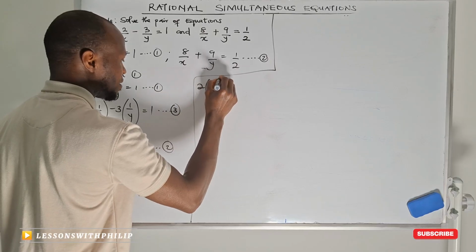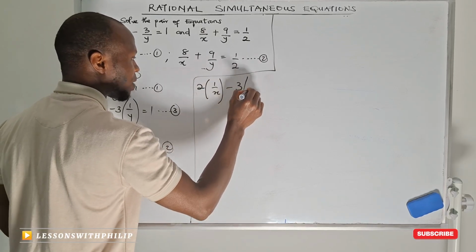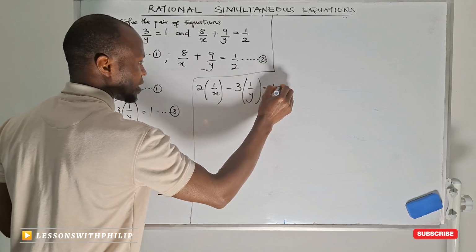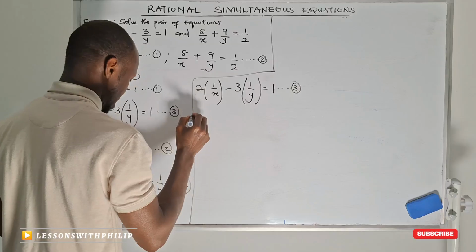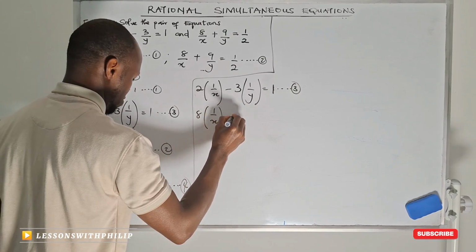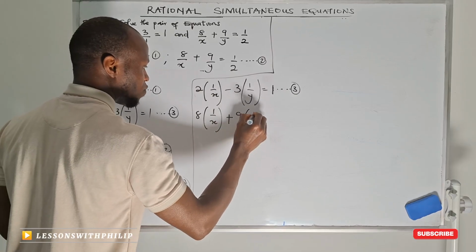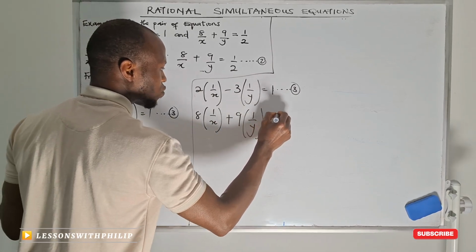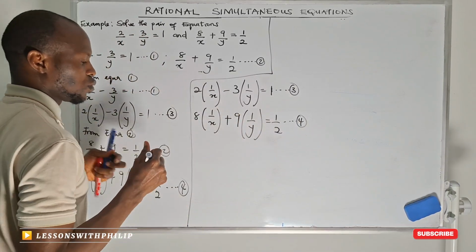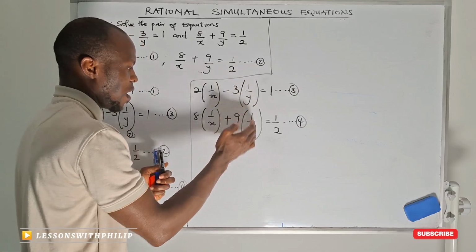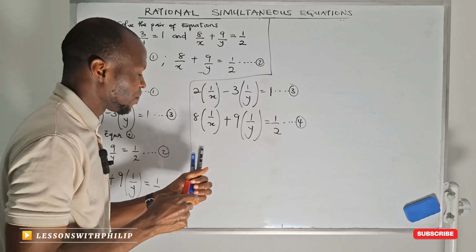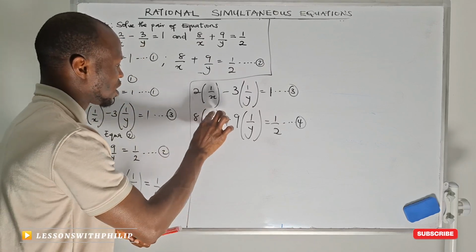Okay, if I want to solve equation 3 and 4 simultaneously, I have 2 into bracket 1 over x minus 3 into bracket 1 over y equals to 1. Okay, and this is my equation 3. And I have equation 4 to be 8 into bracket 1 over x plus 9 into bracket 1 over y equals to half. Okay, and this is my equation 4. I want to solve these two equations simultaneously. Now you see y follows, x follows. They are in order.